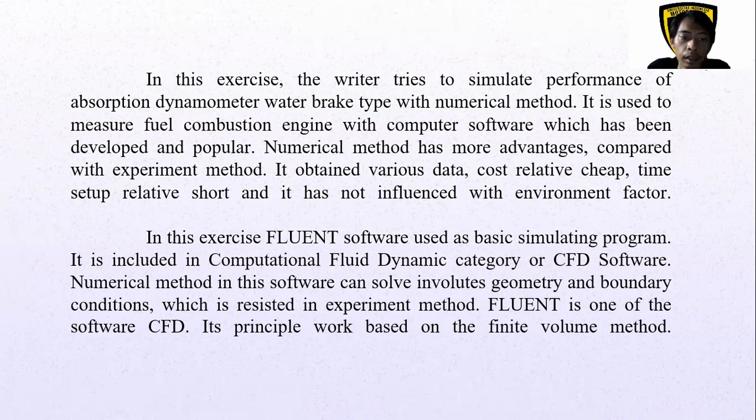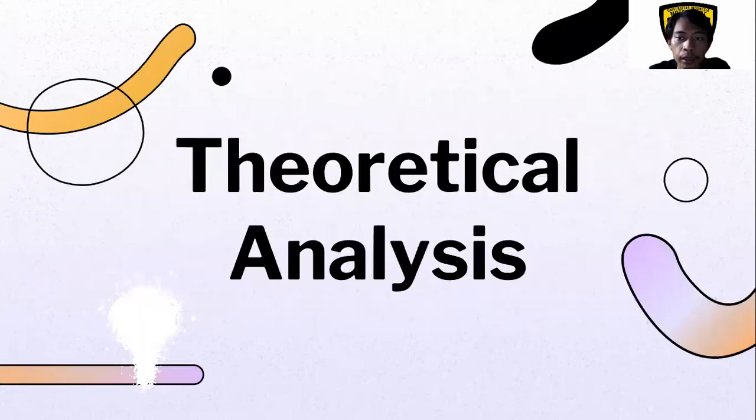In this exercise, Fluent software is used as the basic simulating program. It is included in the Computational Fluid Dynamic category, or CFD software. The numerical method in this software can solve involved geometry and boundary conditions, which are difficult in the experimental method. Fluent is one of the CFD software. Its principle works based on the finite volume method. The next is theoretical analysis.